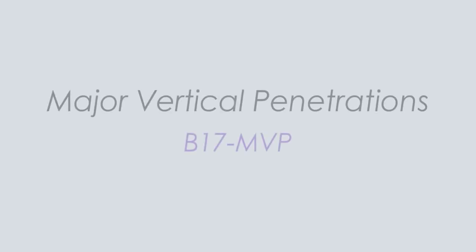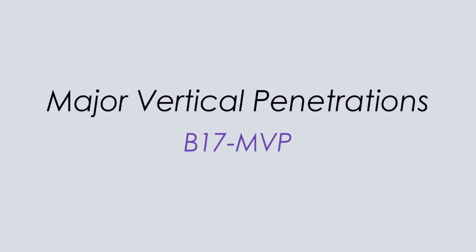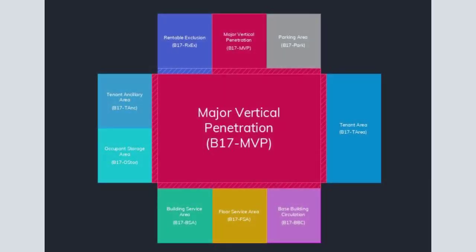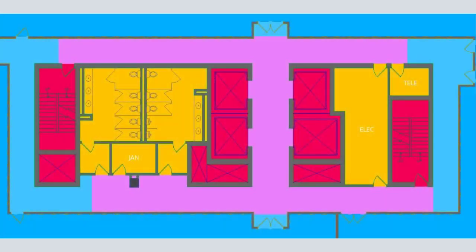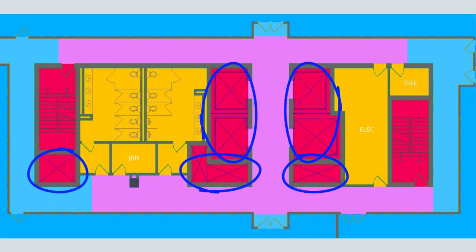Next we have major vertical penetrations, B17-MVP. Major vertical penetrations take wall priority over all space classifications except for rentable exclusions. These are areas that physically penetrate the floor of a building, such as elevators, shafts, and stairs.